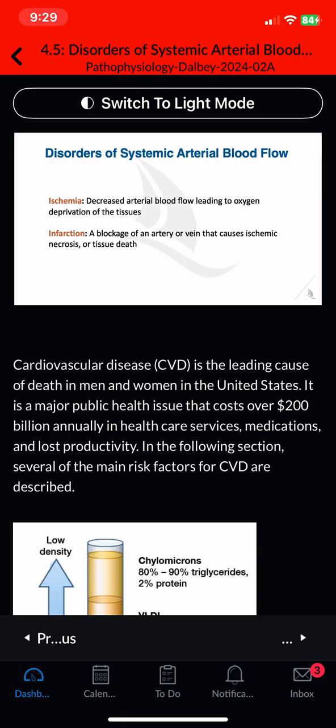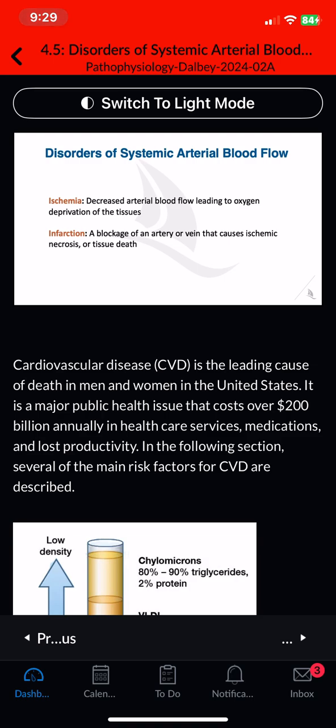We're going to take a look at disorders of systemic arterial blood flow. So there's two definitions that we want to know as we move forward. Ischemia, which is a decrease in arterial blood flow, leading to oxygen deprivation of the tissues. And an infarction. An infarction is a blockage of an artery or vein that causes ischemic necrosis or tissue death.